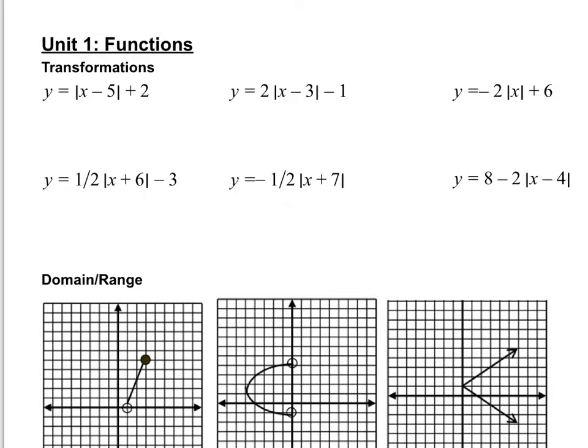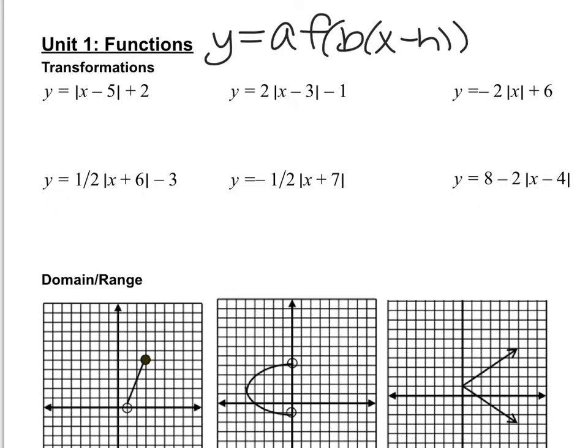Now it's time to go all the way back to units 1 and 2. The first thing we talked about this year was parent functions and transformations. We used a formula, y equals a times f of b of x minus h, plus k. And f just stood for whatever function I wanted. I could do absolute value, cube root, square root, whatever.